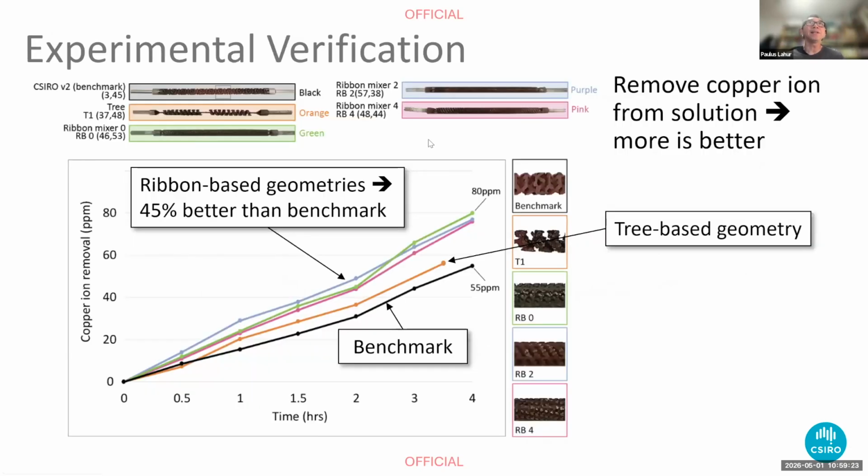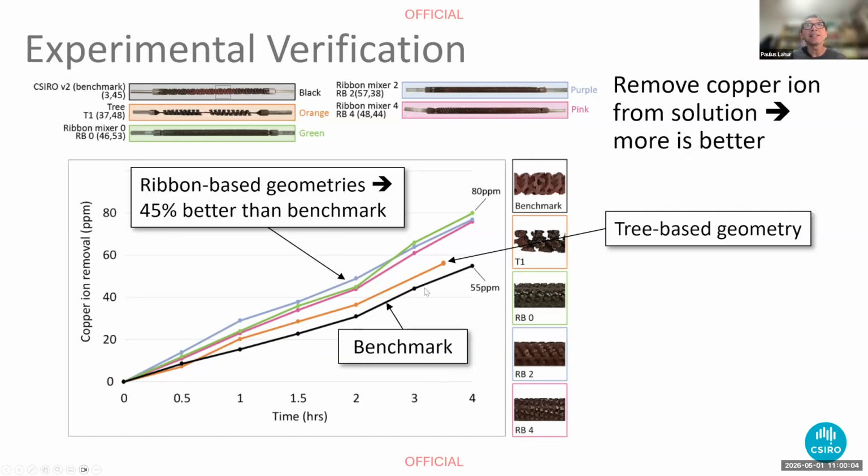Those winners are then verified or validated using real experiments. They got 3D printed using metal 3D printing, and then run through an experiment to see how effectively they can remove copper ions from solution. The horizontal axis is the time to remove the ions from the solution, and on the right-hand side is the parts per million that they can remove.